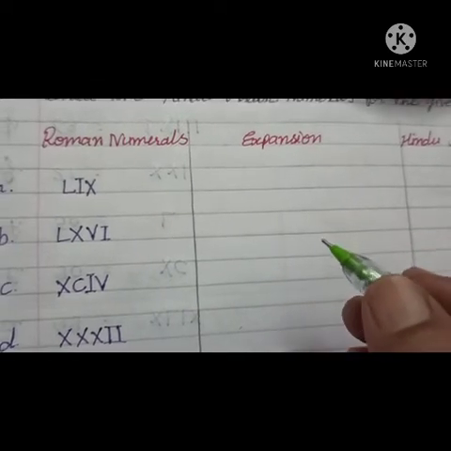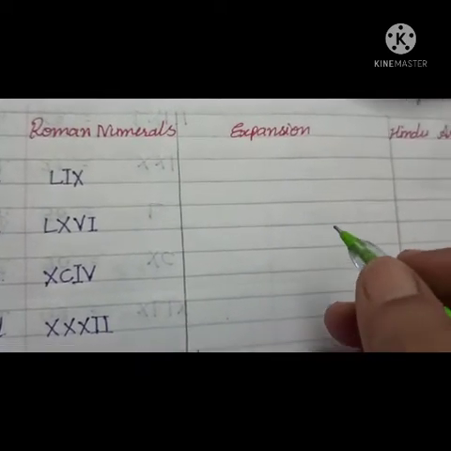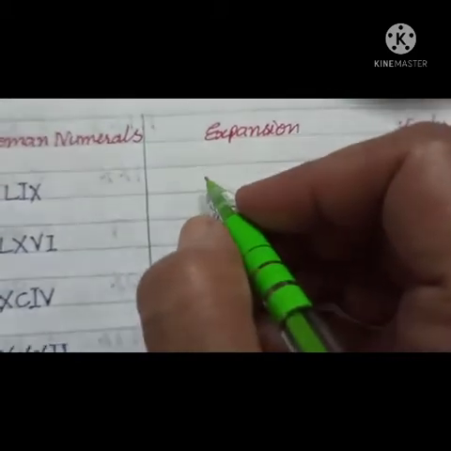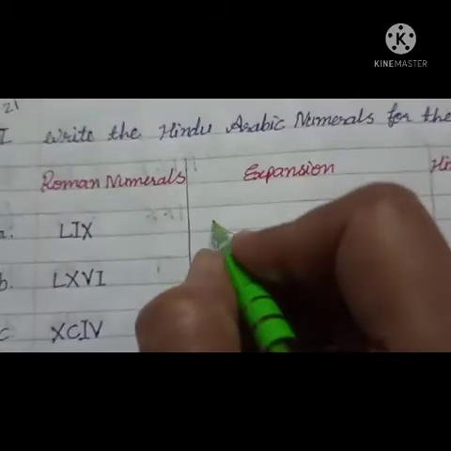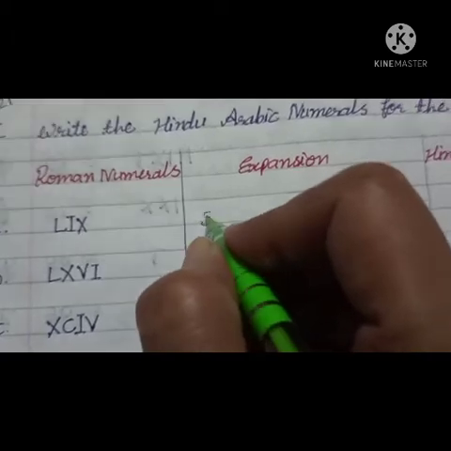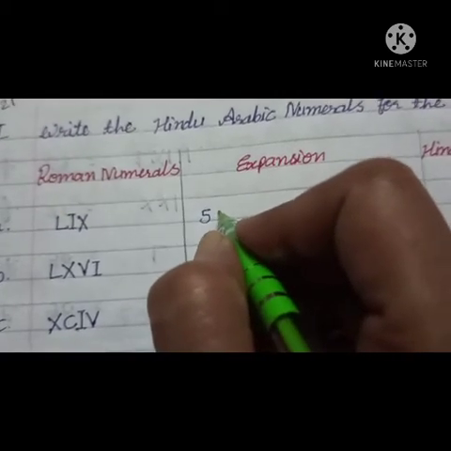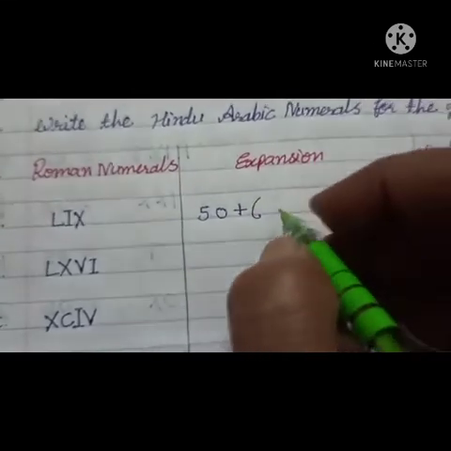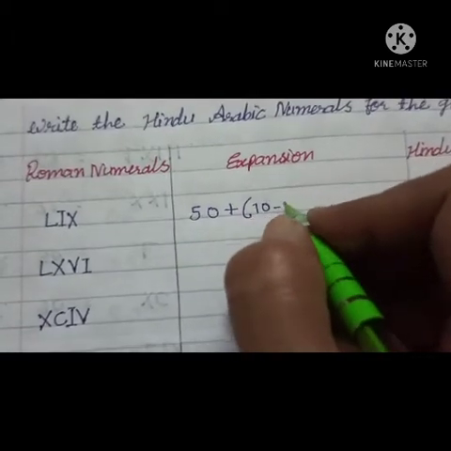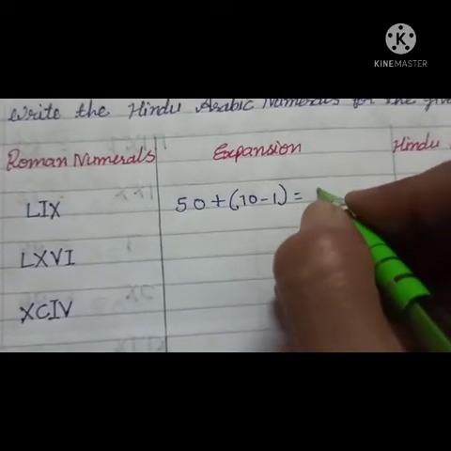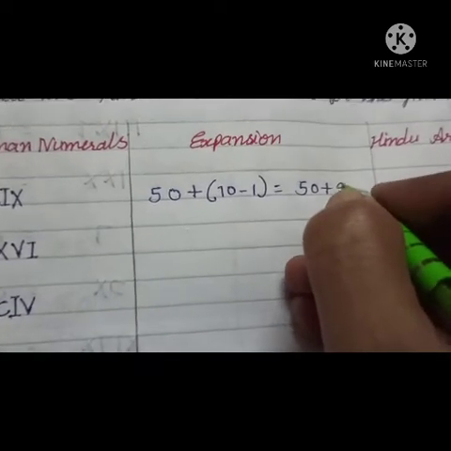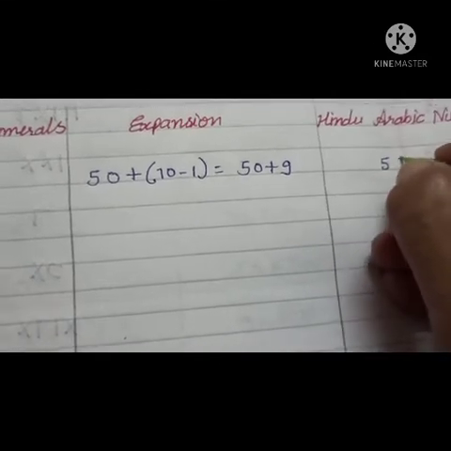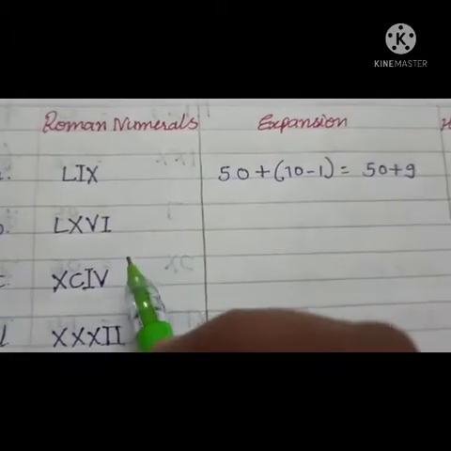Remember, so the answer is 50 plus 9. Right here in expansion, 50 plus 10 minus 1 is equal to 50 plus 9. Hindu-Arabic numeral 59. Okay. Now next.